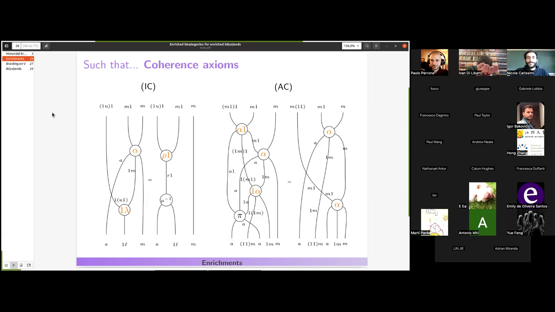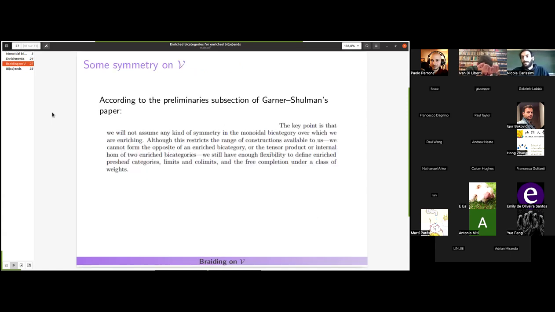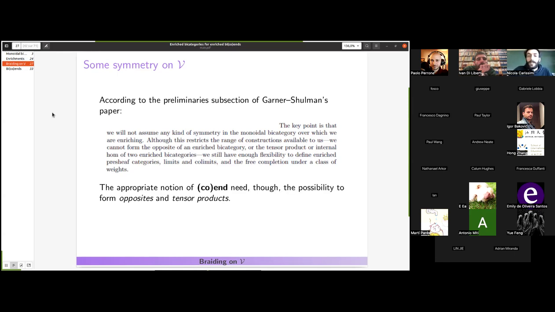Now the step further with respect to the work of Gardner and Schulman, who introduced this notion, is to put some sort of symmetry on this. In their article, they highlight the fact that they assume no kind of symmetry on V, and they are still able to define a lot of things: presheaf categories, limits, colimits, pointwise Kan extensions. In our case, we also want to define opposite V-bicategories and tensor products of V-bicategories. So we do that, and we will verify that it works.